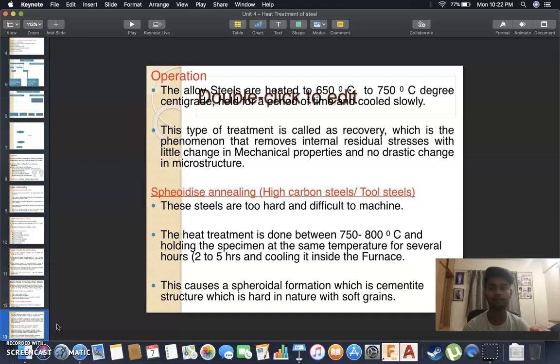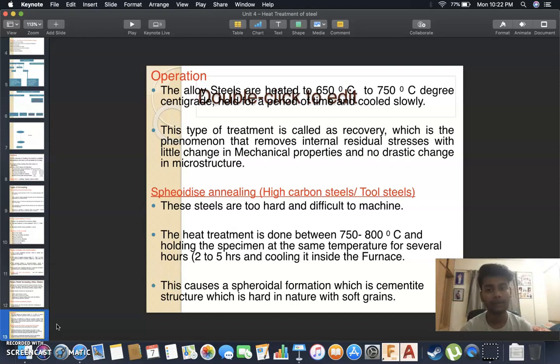How to do this? The alloy steels are heated to 650 to 750 degrees centigrade, held for a period of time, and cooled out slowly. This type of treatment is called recovery, which is the phenomenon that removes internal residual stresses with a little change of mechanical properties and no drastic change in microstructure.